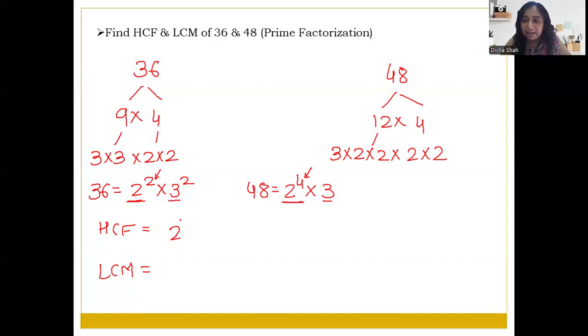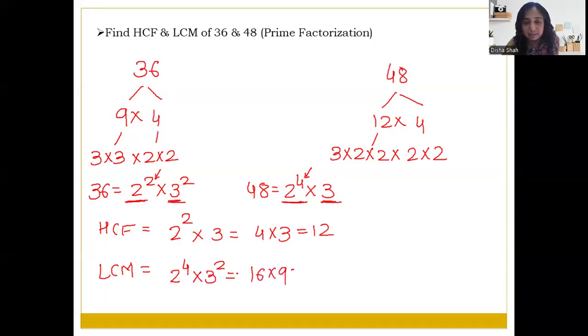So between 2 square and 2 raised to 4 we have to take 2 square. Similarly here it is 3 square and 3, so we take the smaller power, so we will write 3. So 4 into 3 is equal to 12, we got the HCF 12. For LCM we have to do exactly the opposite: take the number and take the power which is more. So for LCM, 2 square and 2 raised to 4, we will choose 2 raised to 4 because that power is bigger. For 3 square and 3 we choose 3 square. So 2 raised to 4 is 16 and 3 square is 9, 16 nines are 144, so we got the same answer, 12 and 144.